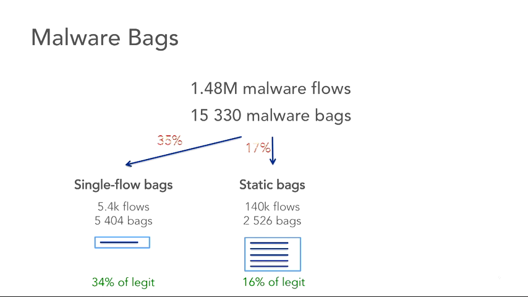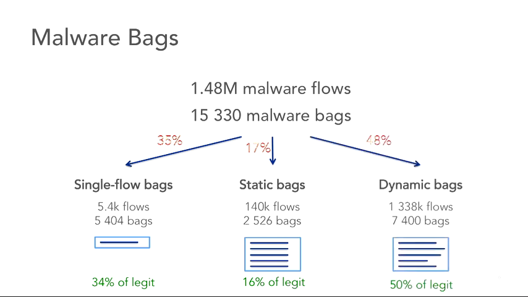Then the second one is more interesting. Those bags are static bags where we can observe more flows, but all of them are the same. So it could basically be something like a CNC channel where the channel asks what to do with the infected machine. And finally, the most interesting category is the dynamic bags, where we can observe different flows in the communication between the infected user and a domain.